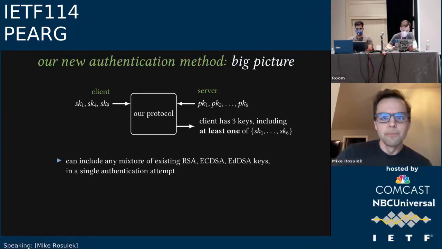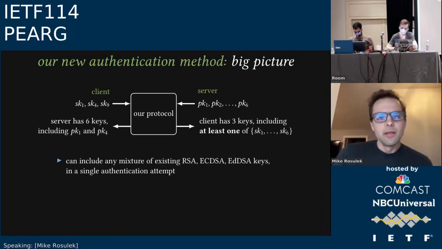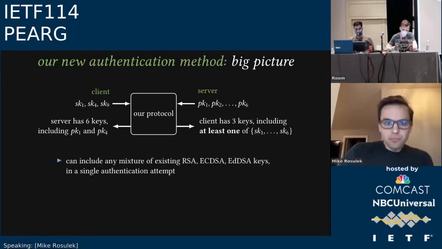And the client learns the number of keys that the server has, and it learns which of its keys were authorized. So it learns that PK1 and PK4 were authorized keys. But in particular, the client cannot learn whether public key PK2 is authorized by the server, because the client doesn't know the corresponding secret key. So the client can't offer somebody else's public key and learn whether the server recognizes it. It can only learn that the server recognizes a key by also holding the corresponding secret key.